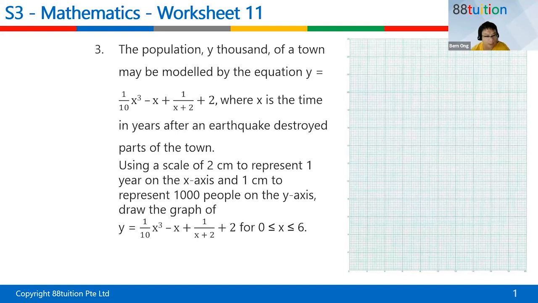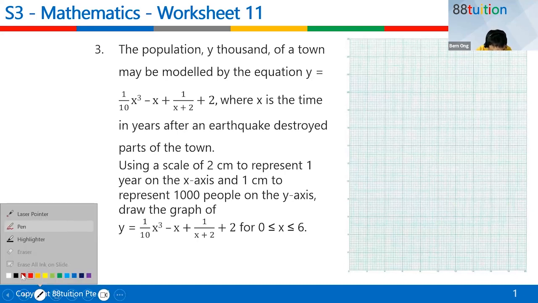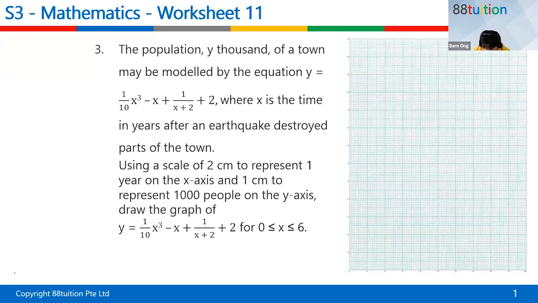All right, so again, there is no negative number for this type of question. It's like an earthquake destroying people, and there will be no negative people. So I think I can safely draw the graph from left to right like that. They want x from 0 to 6, so I need to push my 0 all the way to the left.